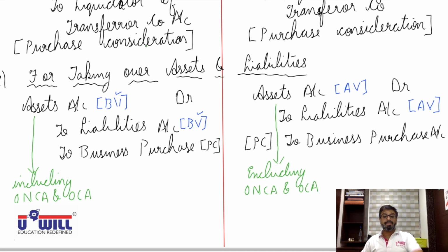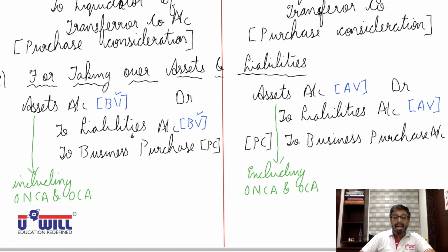But in purchase method of accounting, no company will purchase the expenses and losses of other company. No company will take over the accumulated losses of other company. So when it is purchase method of accounting, then other non-current assets and other current assets items, fictitious assets items are not to be included.